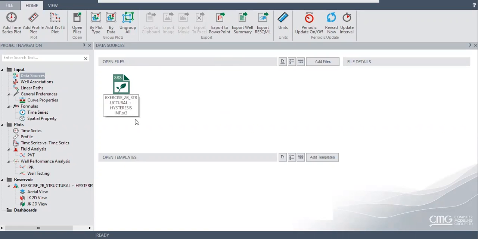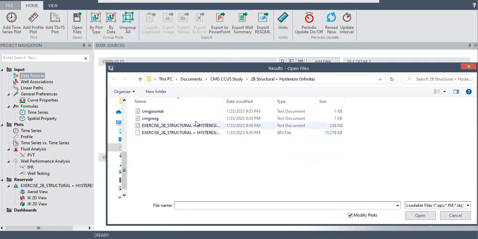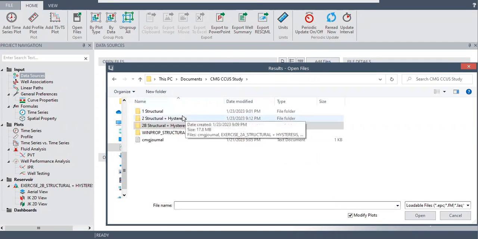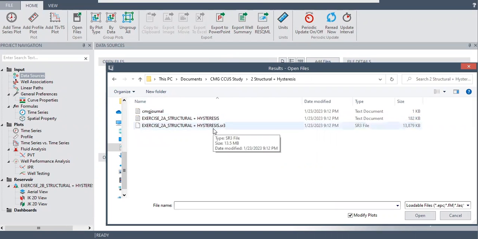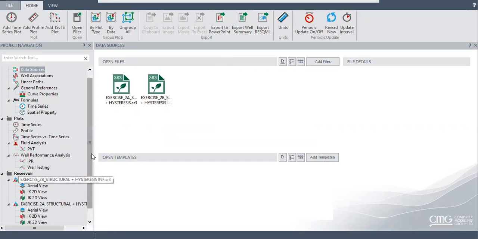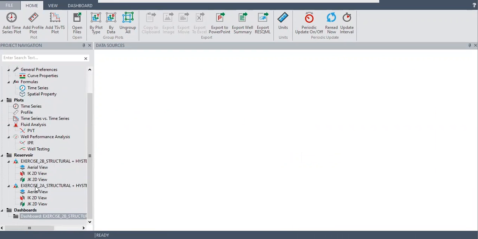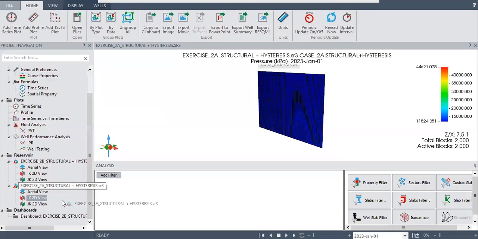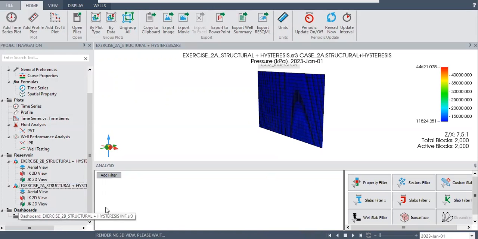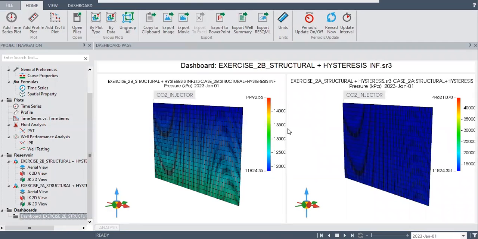Okay, so I already called my file, and now I will directly compare it with the 2A case, the limited aquifer. So now we have both of them. Now I will place the infinite case on the dashboard, and I will add the limited case. Drop it on the dashboard, so we should have two windows.